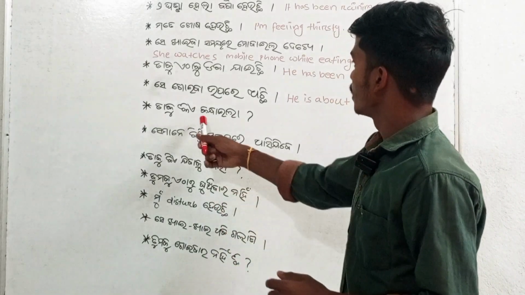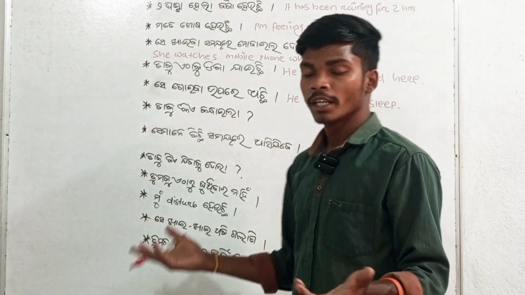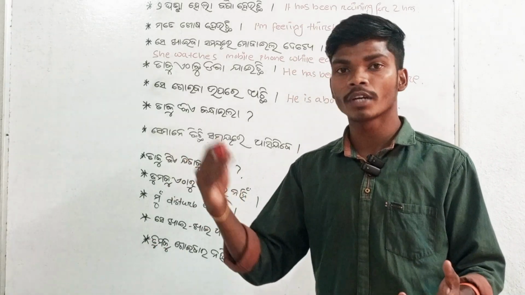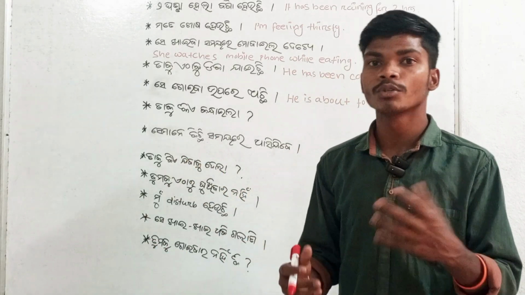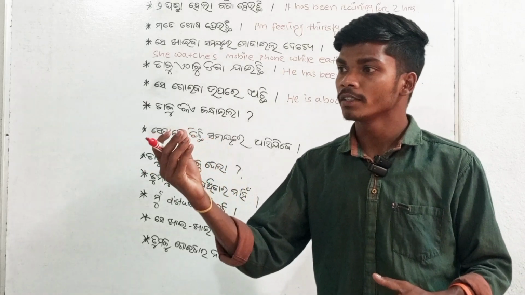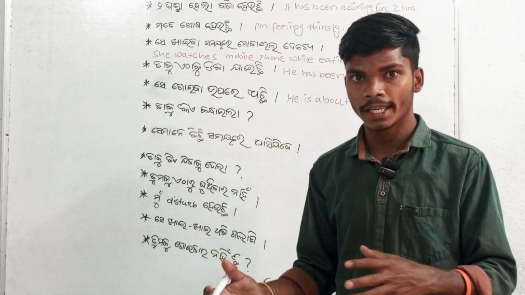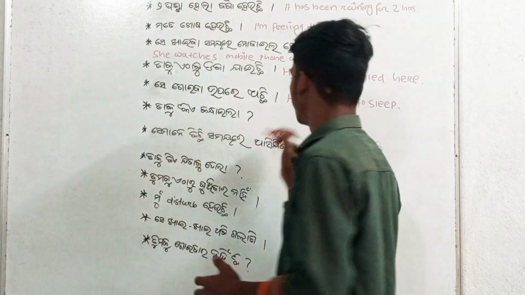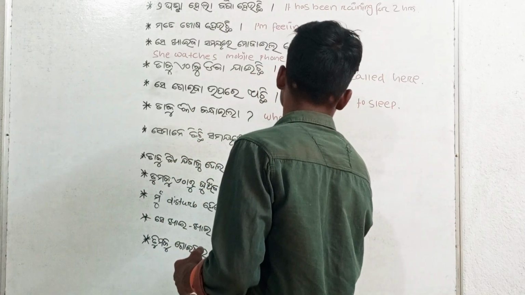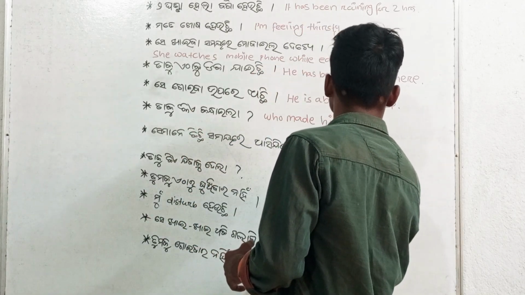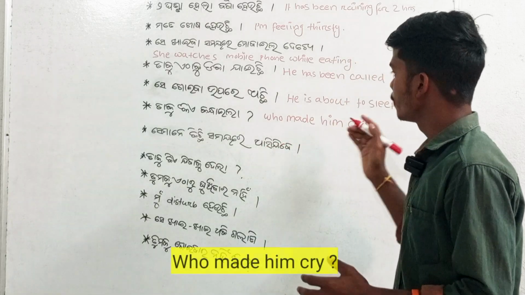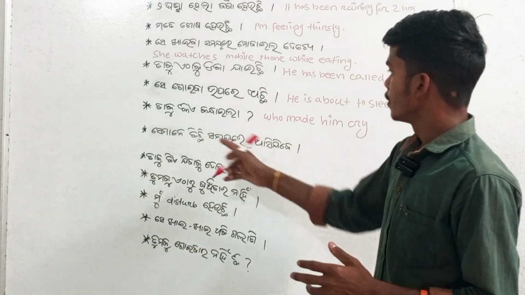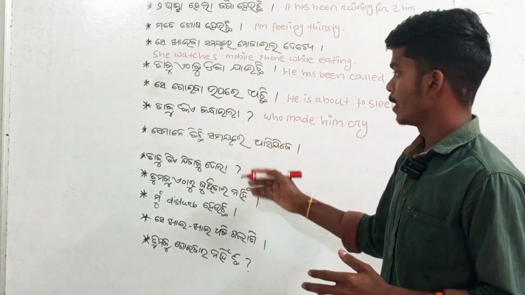Then our next sentence, "taku kie kandaila". Very useful phrase: who made him cry, who made him call, who made him laugh, I made him buy, I made him send that, like that. So now let's make this sentence. Who made him cry? Who made him cry? Causative verb.